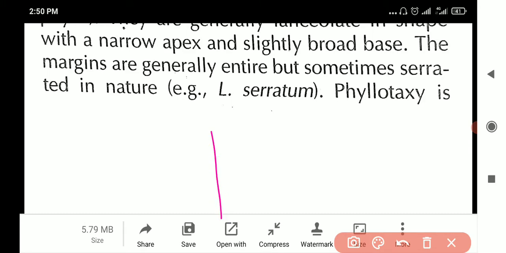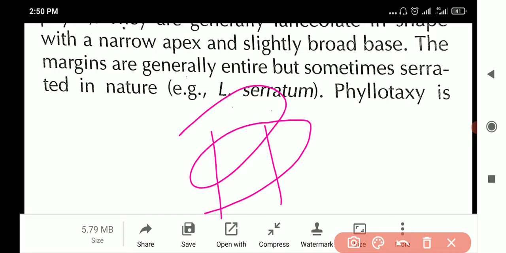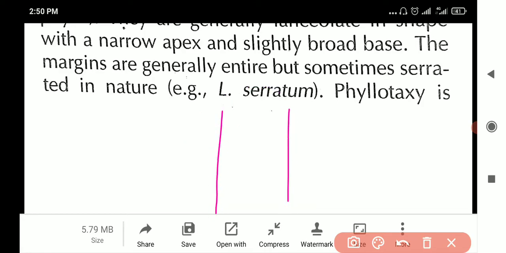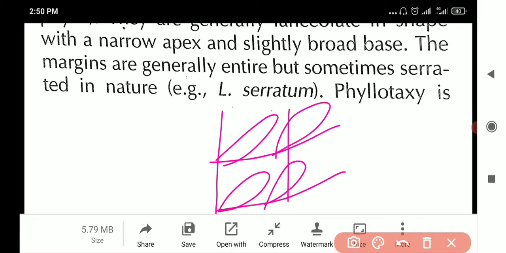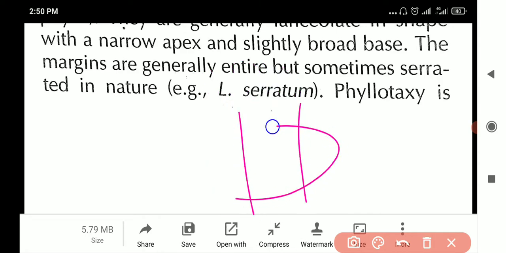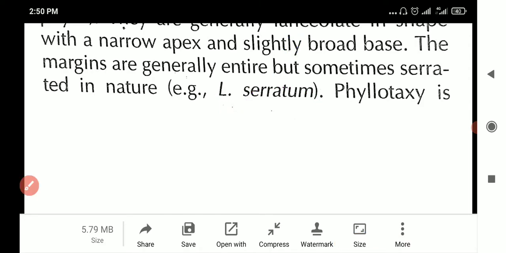But in Lycopodium, the leaves are arranged spirally. Like that, spiral. Means one leaf comes like this, like that. How to draw spiral? Draw like that. From behind also they'll grow, all around. This is the behind part, I'm showing like this. So the leaves are arranged this way, spiral. So phyllotaxy is the arrangement of leaves.